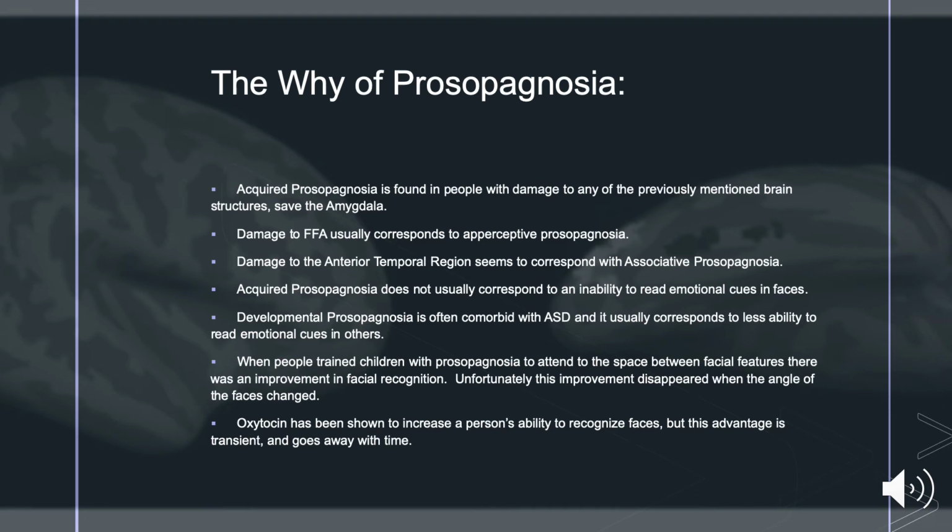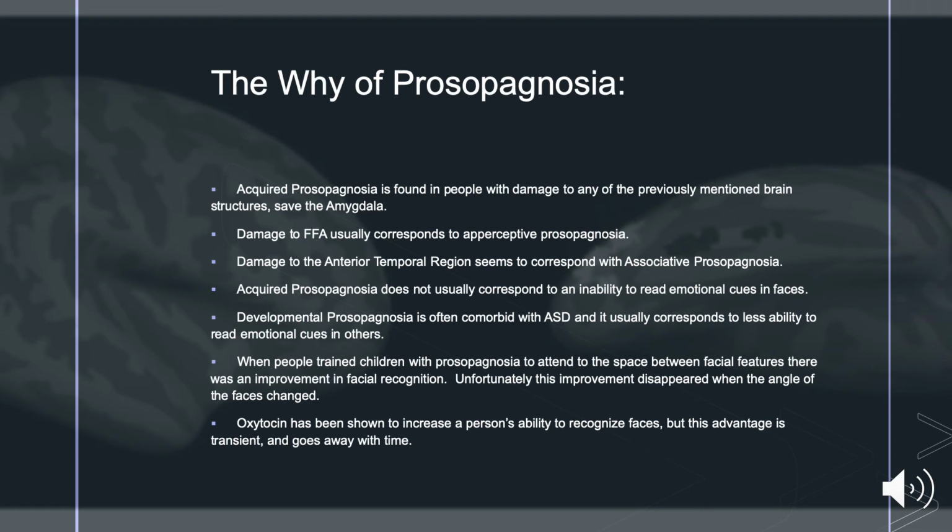Prosopagnosia can be found in people with damage to any of the previously mentioned brain structures, save the amygdala. Damage to the fusiform face area usually corresponds to apperceptive prosopagnosia, whereas damage to the inferior temporal region seems to correspond with associative prosopagnosia. Developmental prosopagnosia is a lot harder to understand, though it is often comorbid with autism.